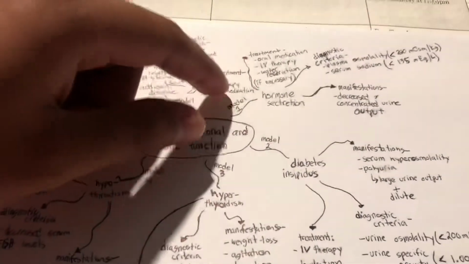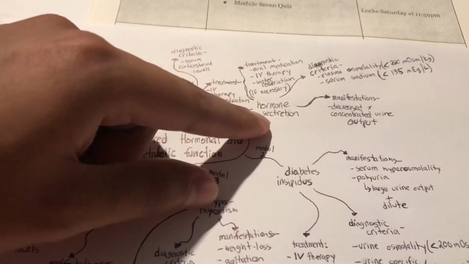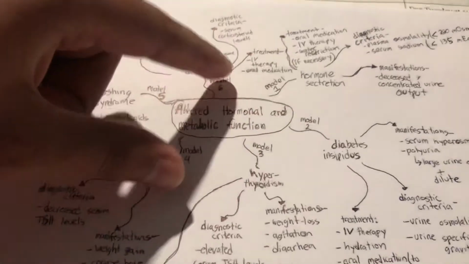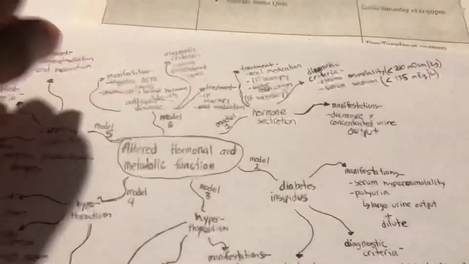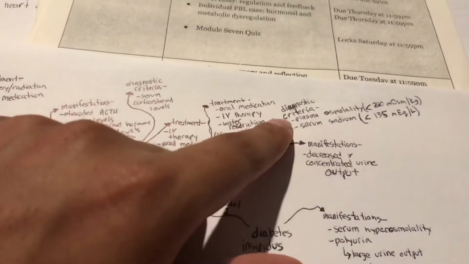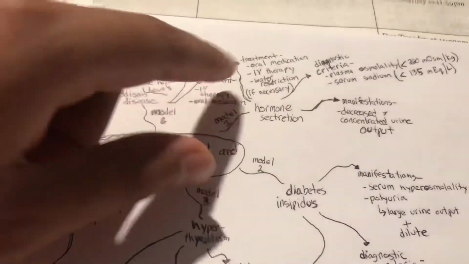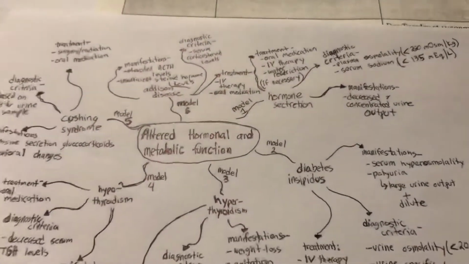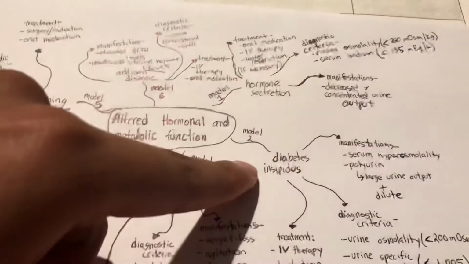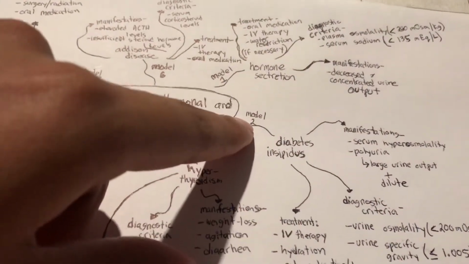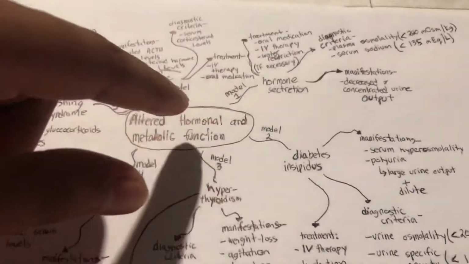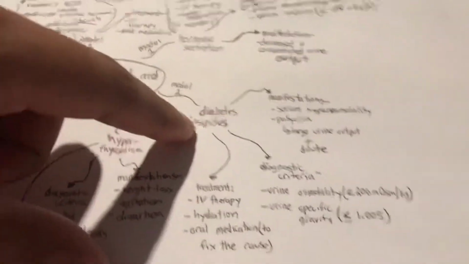So in the textbook it started off with hormone secretion, and in total it gave me 6 clinical models. So for each, I basically put the clinical manifestations, the diagnostic criteria, and then the treatment for each. So in this case, we'll look at diabetes insipidus, which is clinical model 2. And I basically went 1, 2, 3, 4, 5, 6. So we'll take a look at diabetes insipidus.